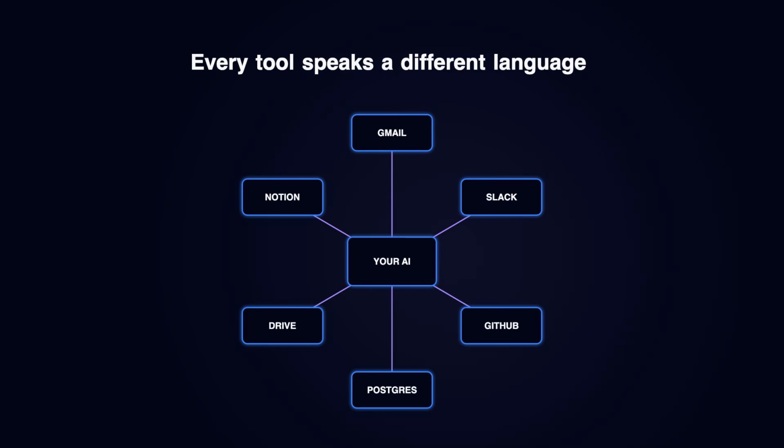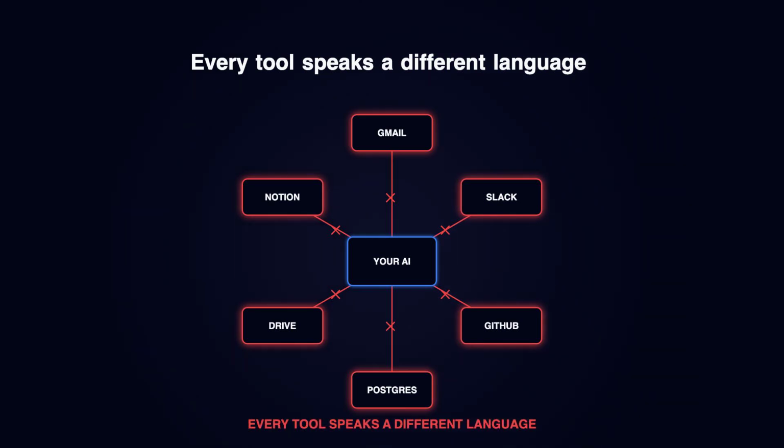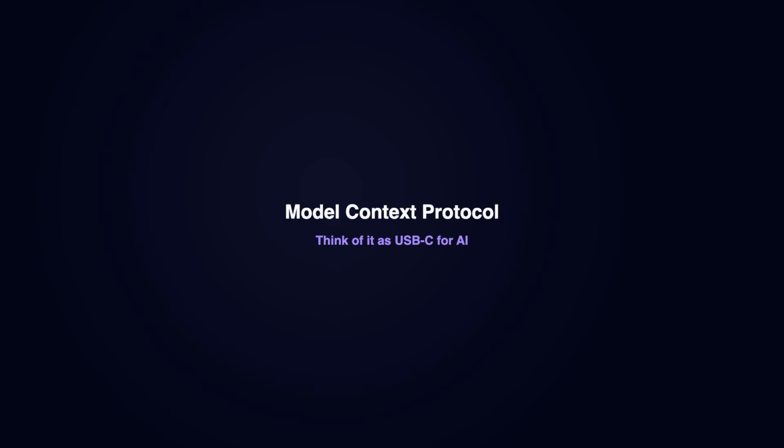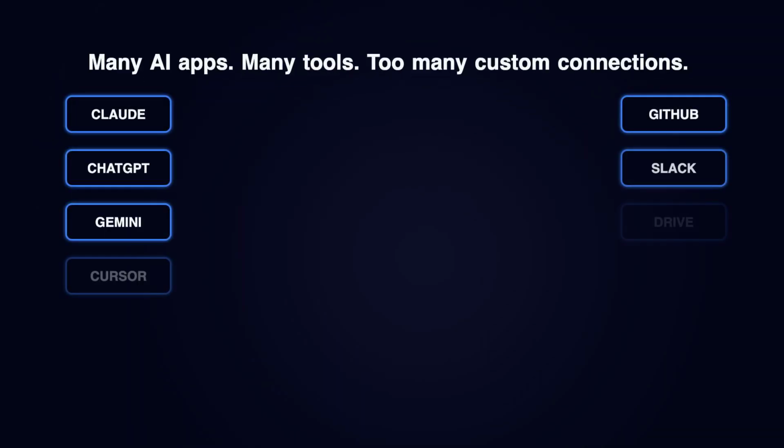It sounds like magic. But behind the scenes, every one of those services speaks a completely different language. GitHub has its own API, Slack has another, Google Drive has another, databases use SQL. Every integration is different. That's exactly why Anthropic introduced Model Context Protocol. Think of MCP as USB-C for AI. Just like USB-C lets one cable connect to many devices, MCP lets one AI connect to thousands of tools using a single standard. Let's understand the problem first.